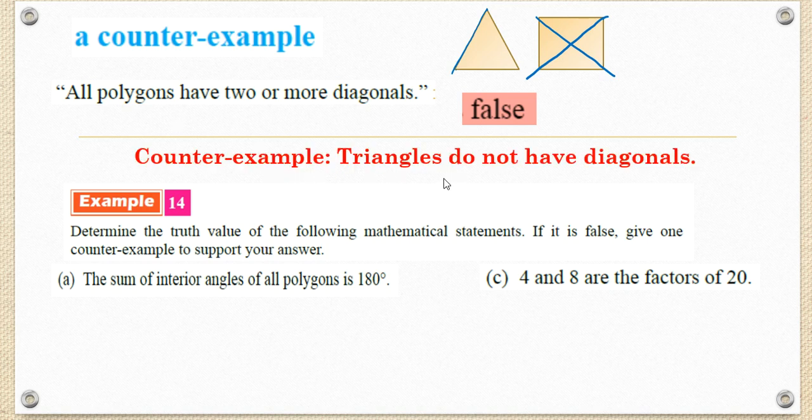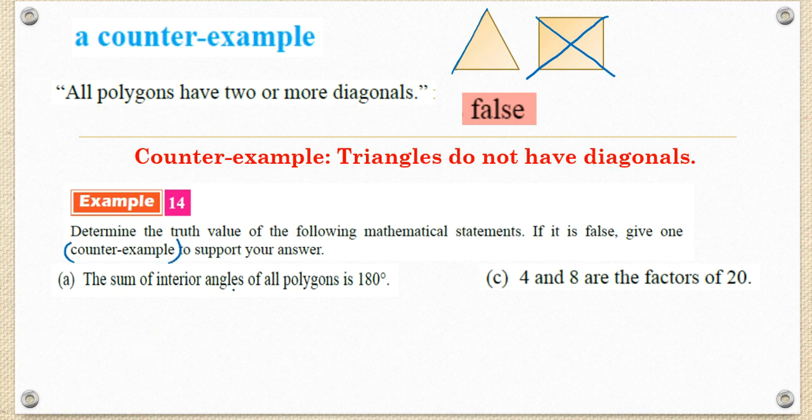Counter example is the triangles do not have diagonal. This is one example. Okay, example 14 now. Determine the true value of the following. If it is false, give one counter example to support your answer.